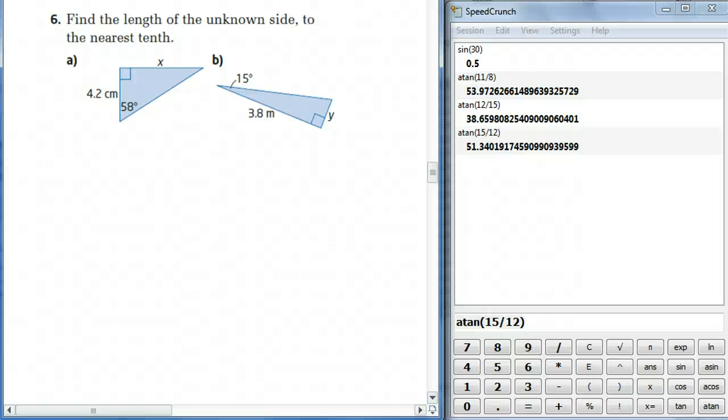Hello, in this video we're going to go through and find the length of an unknown side to the nearest tenth, so that is 1 decimal place. So we're going to work through 2 questions here.